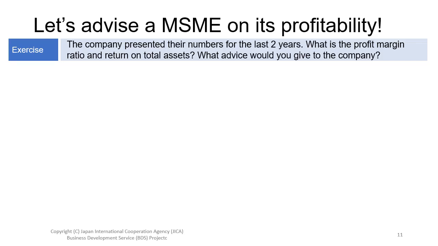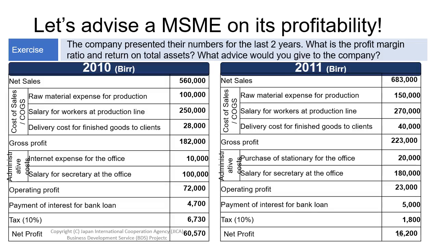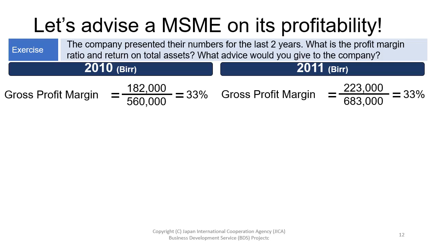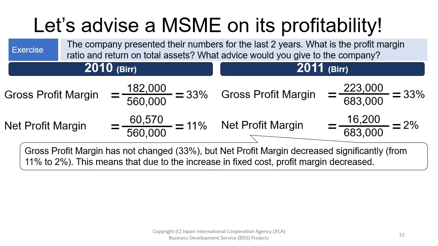What was your answer? First, the income statement for each year can be presented as such. Note that in 2011, this MSME's net profit has decreased. After creating an income statement, we can calculate the profit margin ratios and ROA. Gross profit margin ratio is same for both years, but net profit margin is lower in 2011 than 2010. From this, we know that the MSME's fixed cost is increasing. Maybe the MSME needs to consider decreasing fixed costs.